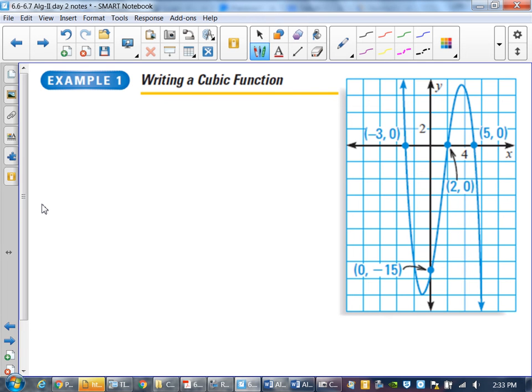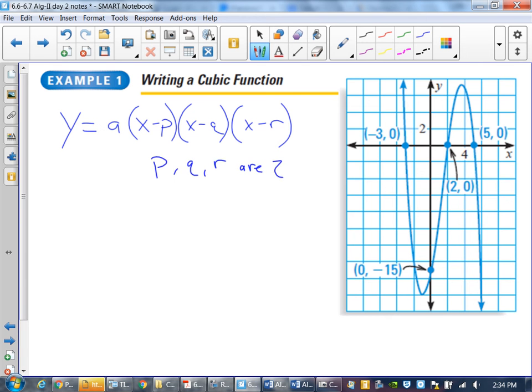If I want to write out a cubic function given zeros and a secondary point, you did this when I asked you to write out a quadratic given zeros and a secondary point. You used intercept form. Well, there's an intercept form for cubics as well. Cubics have how many zeros? They have 3 of them. (x minus p)(x minus q)(x minus r), where p, q, and r are the zeros.